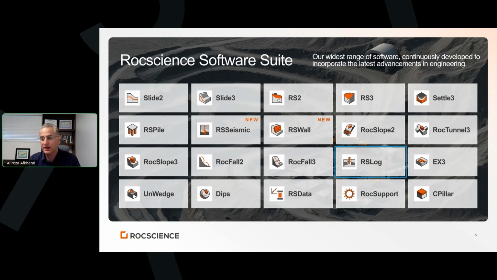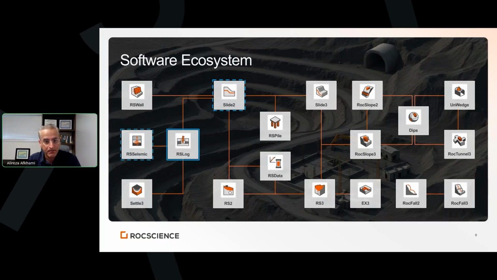Now, RSLog. The first version of RSLog came out in February 2022, and since then we are routinely developing and updating it. It's a web application, for those of you who are not familiar with it, so you can access your data from anywhere at any time. And we keep adding more and more features to it.